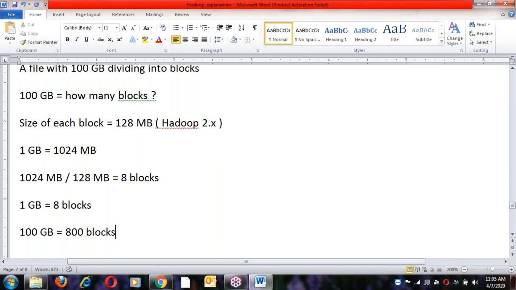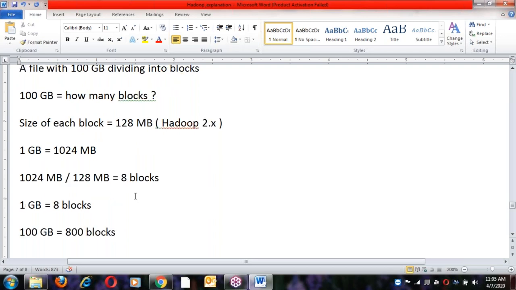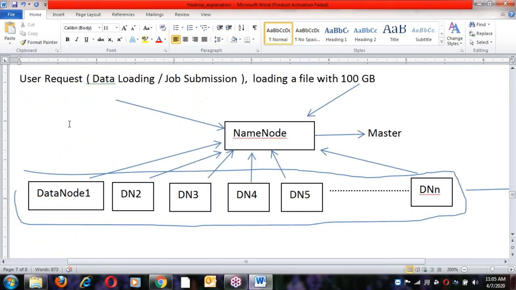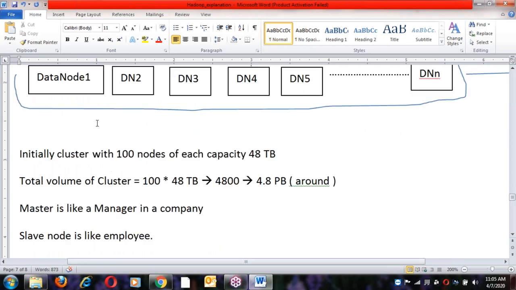So that 100 GB data file is divided into 800 blocks. After dividing into 800 blocks, they are distributed onto multiple nodes in the cluster.